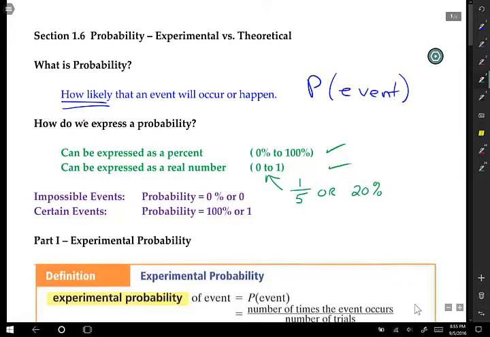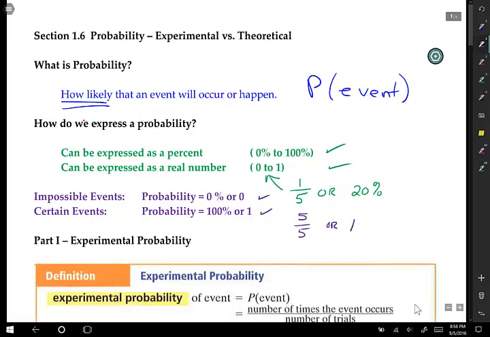The chance that something might not happen at all is called an impossible event, and that would be 0 or 0%. And the chance that something would happen most certainly would be 100% or 1, because what's the chance that you pick a finger out of my hand? Well, that would be 5 out of 5, or 1.